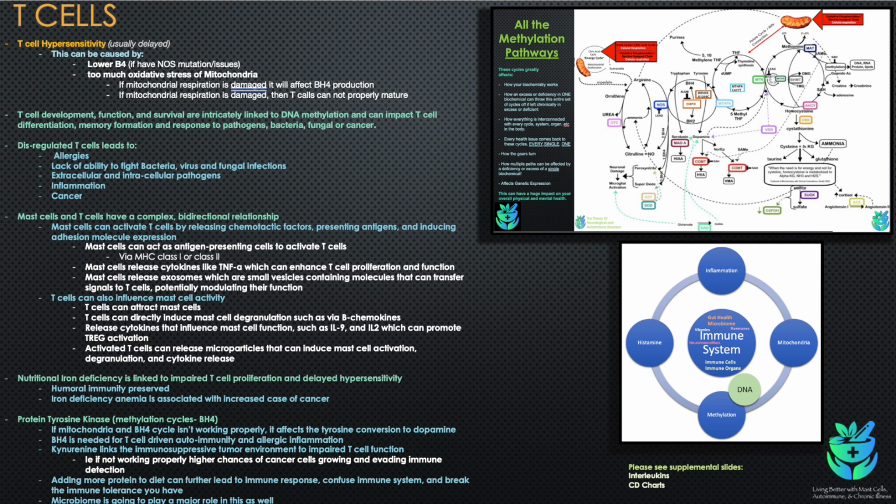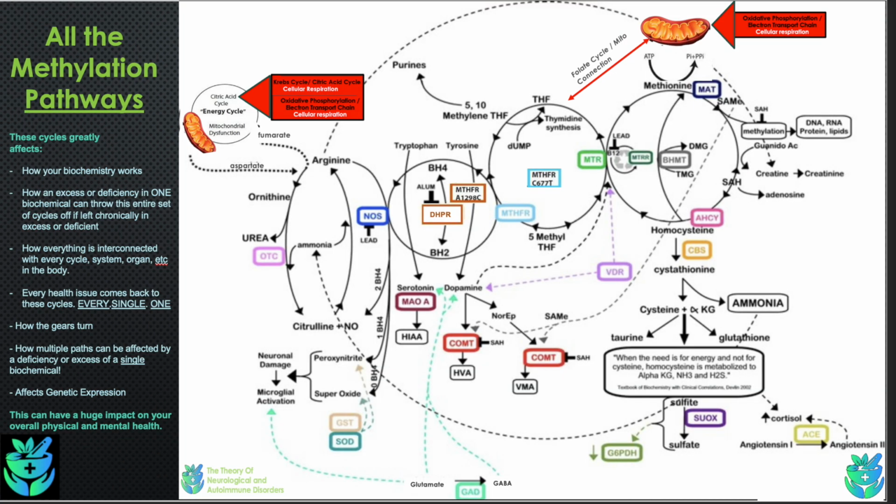Nutritional iron deficiency is linked to impaired T cell proliferation and delayed hypersensitivity. So humoral immunity is preserved, but iron deficiency anemia is associated with increased cases of cancer. Protein tyrosine kinase is in the methylation cycle, particularly the BH4 cycle, and that is where the MTHFR 1298 is at. As you can see in the BH4 cycle, the MTHFR 1298 is there. And tyrosine is metabolized through the BH4 cycle through the MTHFR 1298 to be converted into dopamine. So if mitochondria in the BH4 cycle isn't working properly, it affects the tyrosine conversion to dopamine.